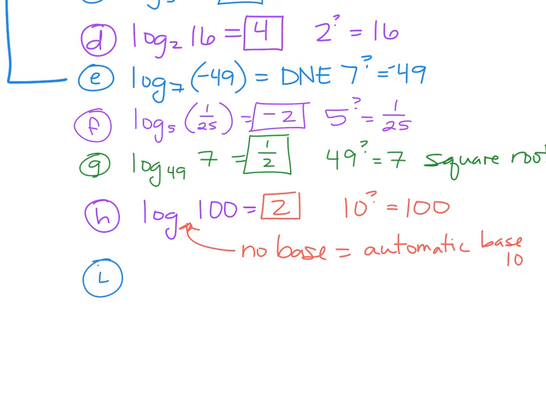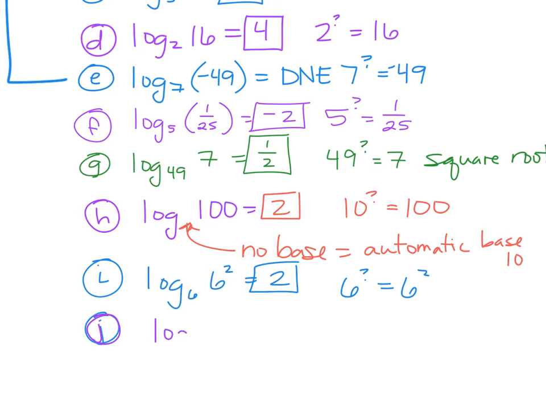Letter I. How about this one? We have 4 more. Log base 6 of 6 squared. What's your answer? It's 2, right? You're saying 6 to what power equals 6 to the second power? It's 2. So they get a little fancy in how they write these sometimes. Letter J, we have log base 3 of 1 over 81.